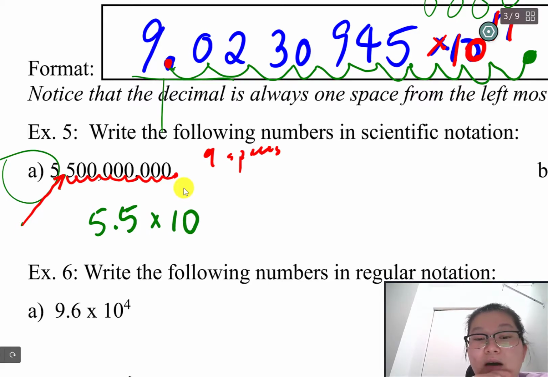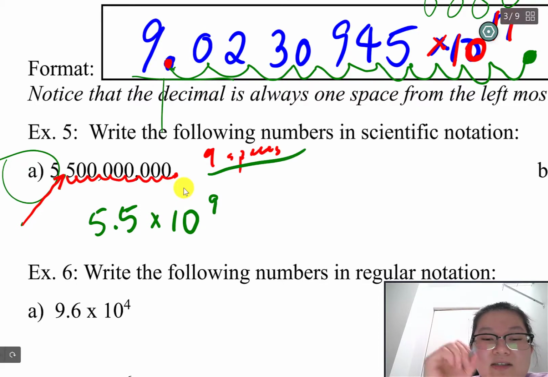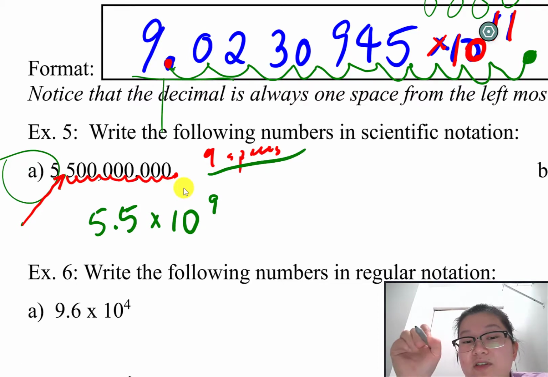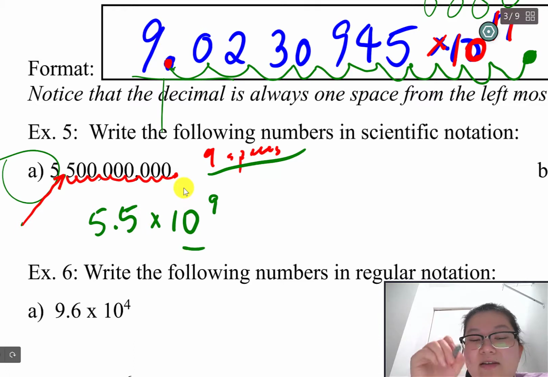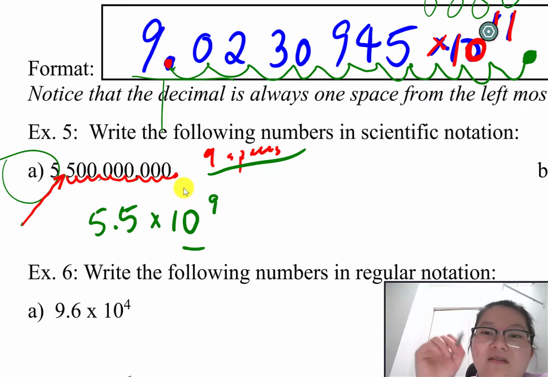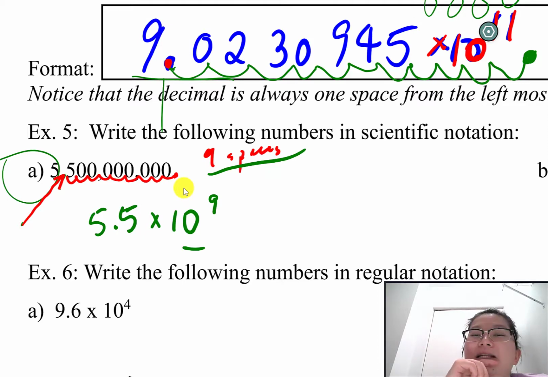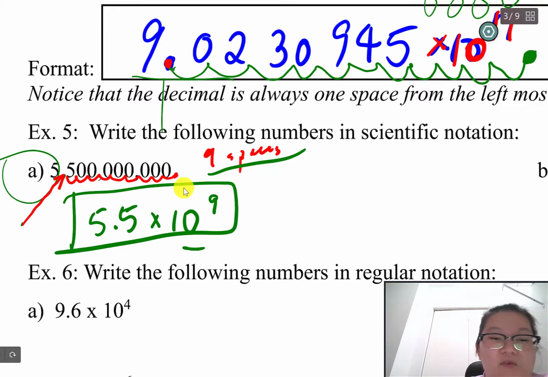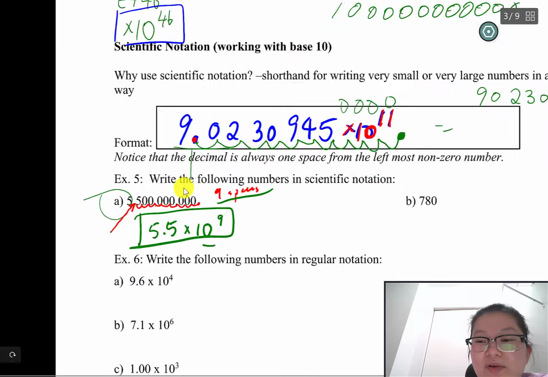And that power is how many spaces I counted, 9, because the 9 means the number of zeros in this power, and the number of zeros dictates the number of times that I move my decimal. Okay, so that is my final form for A. So why don't you try B?